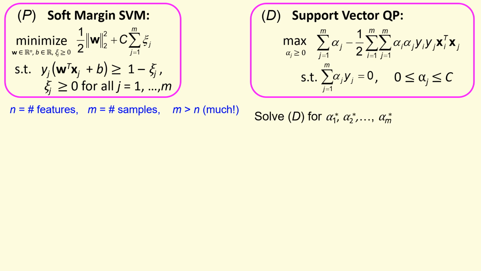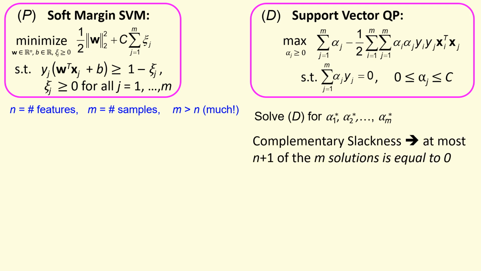So we have to solve the dual for alpha 1, alpha 2, get the optimal values there. Notice that n is the number of features, m is the number of samples, and m tends to be much, much larger than n. And the reason that's important is because complementary slackness actually implies that at most n plus 1 of the very much larger m solutions is equal to 0. If alpha sub j star is greater than 0, then x sub j is a support vector.